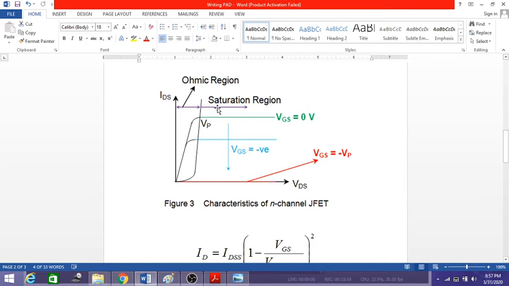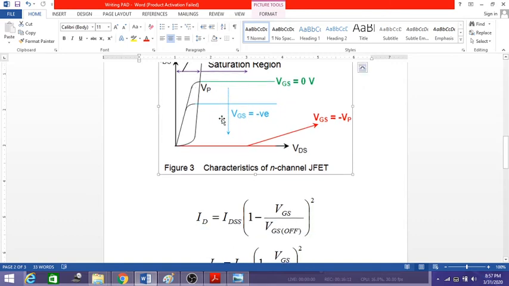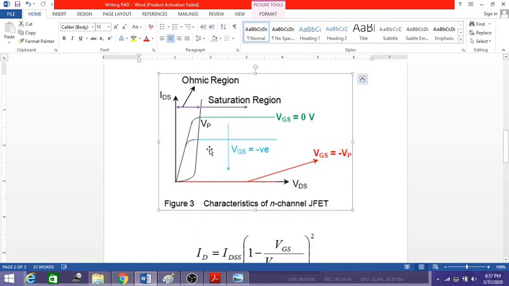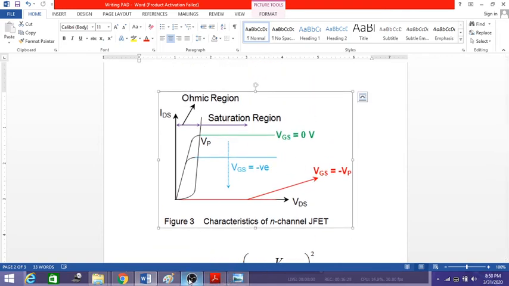After this point, it is called the saturation region, because the current gets saturated. As you increase the voltage, there is a flow of current, but it is constant. And this maximum current at this point we call IDSS, saturated source to drain current. So this is the basic characteristic graph of an n-channel JFET with VGS equal to 0. Okay, this is the one concept.